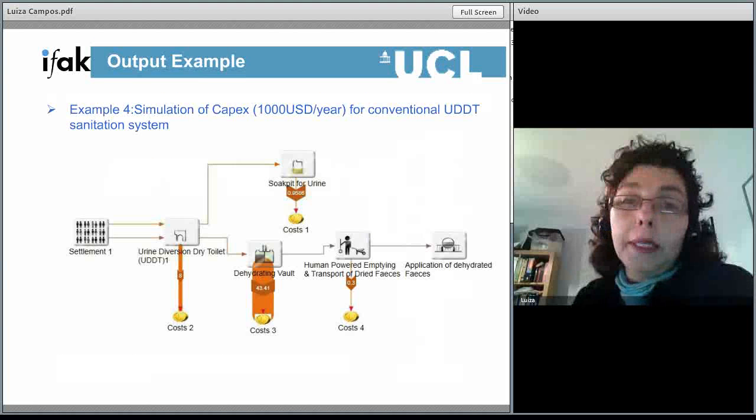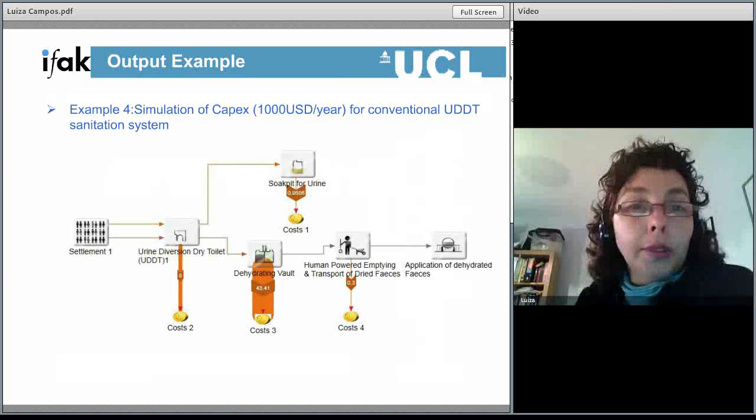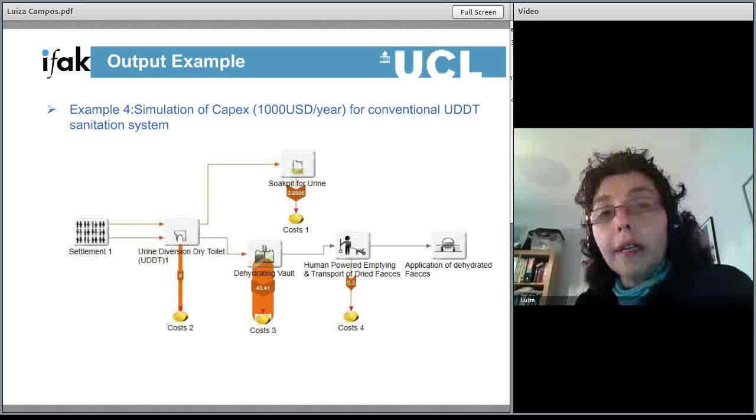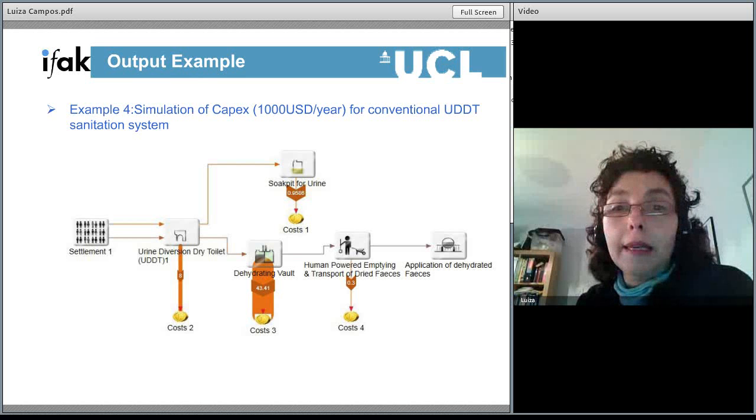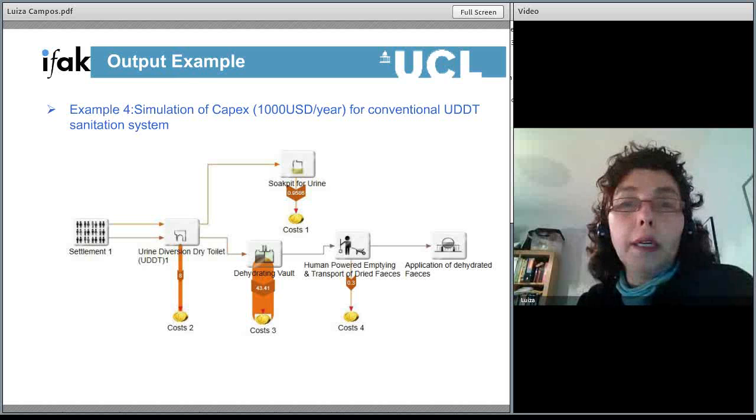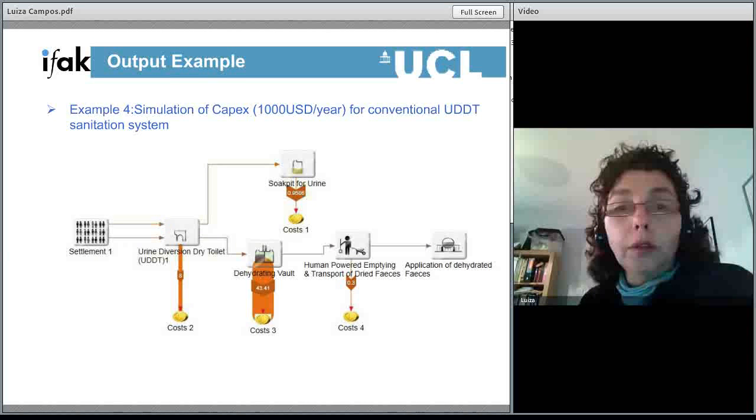Next slide, please. Output number 4 is just to illustrate the potential of representing CAPEX. We are representing only CAPEX here. Obviously, we can also print out the OPEX, the operational cost.